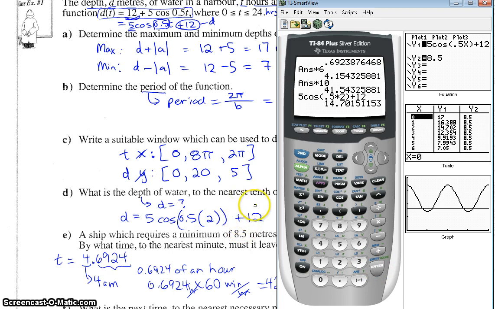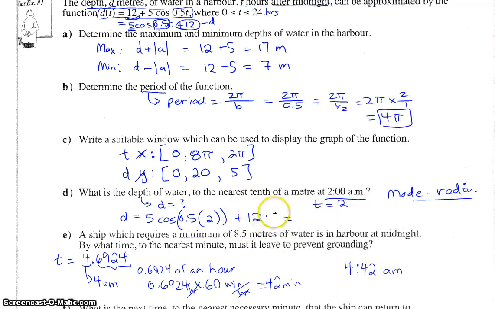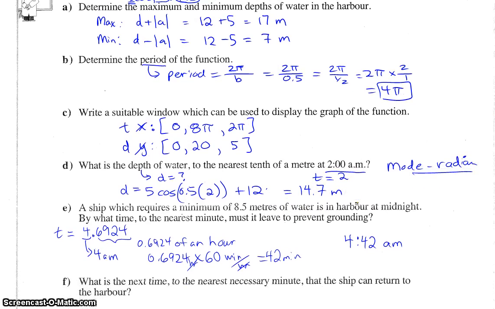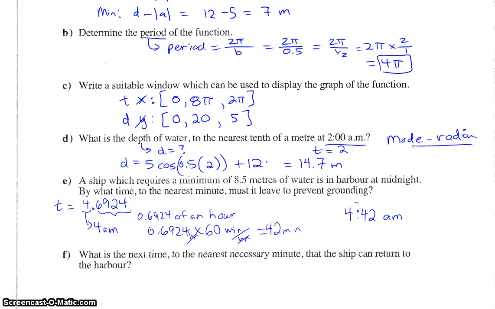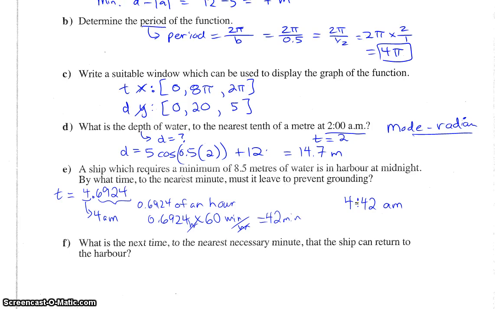14.7. Okay. So this answer would be 14.7 meters. Okay, good. We got all that. F. What is the next time, to the nearest minute, that a ship can return to the harbor?